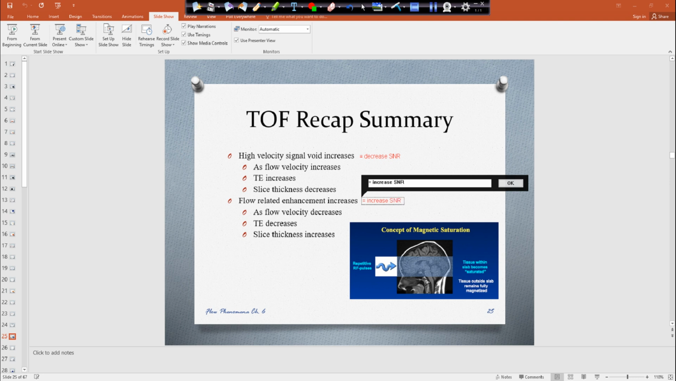You get an increase in SNR, or what we call flow-related enhancement, when your flow velocity is slower, so think venous blood flow versus arterial, when your TE is shorter, and when your slice thickness increases. So make sure you know these recaps really well.